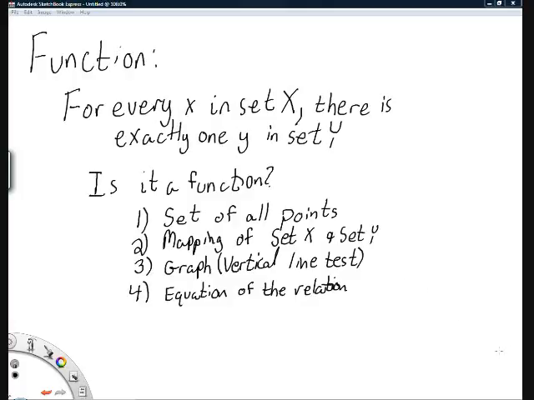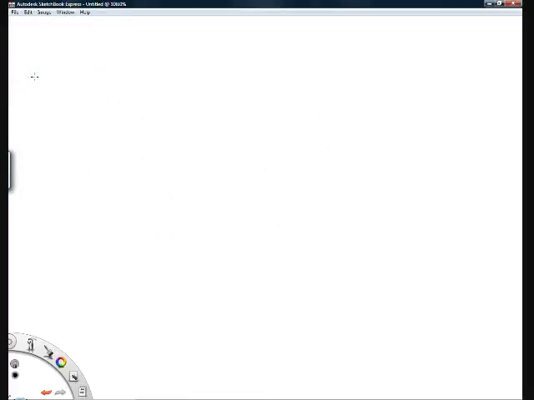There is the ability to write out the set of all the points and see if it's a function. We could map all the x's and all the y's. We could use a vertical line test, or we could use the equation of the relation. So what we're going to do is show you all of those.